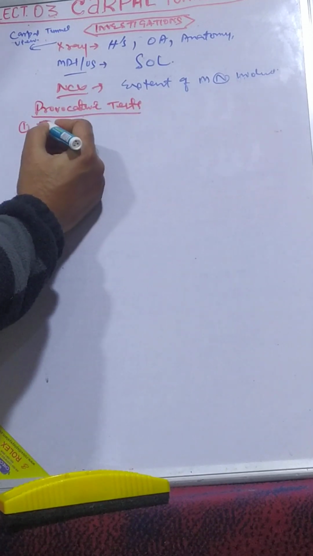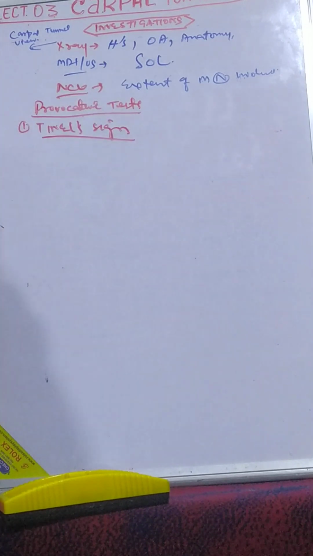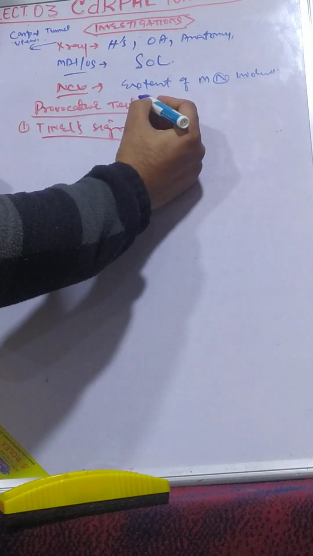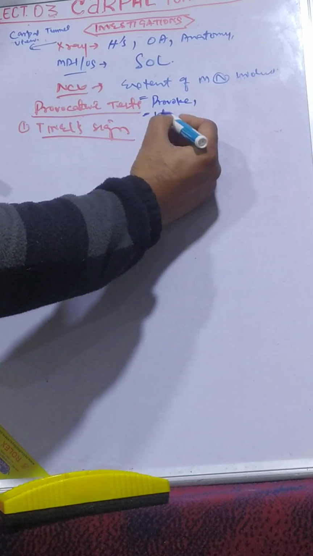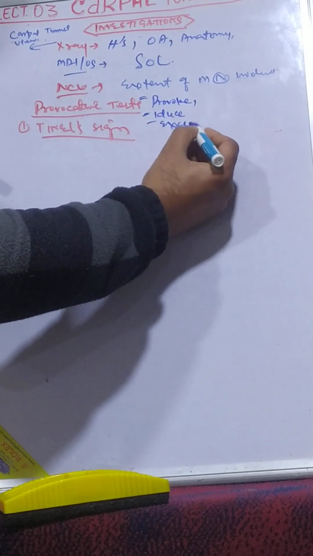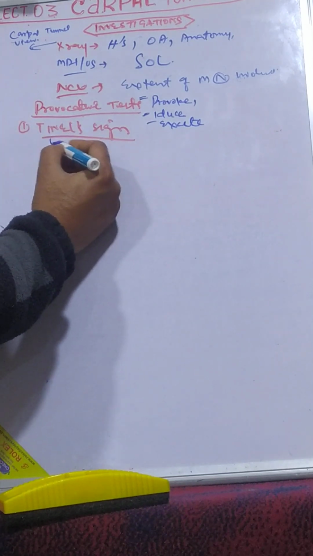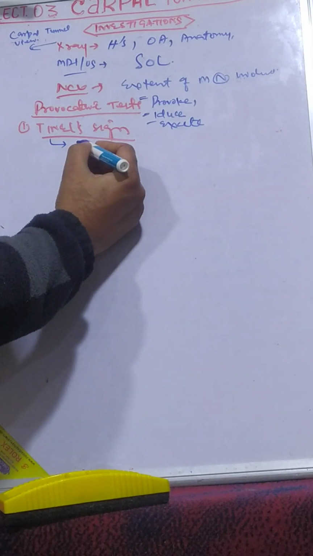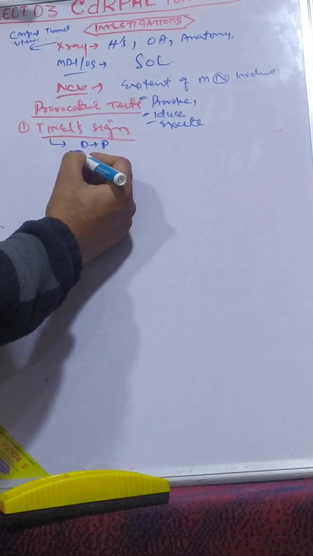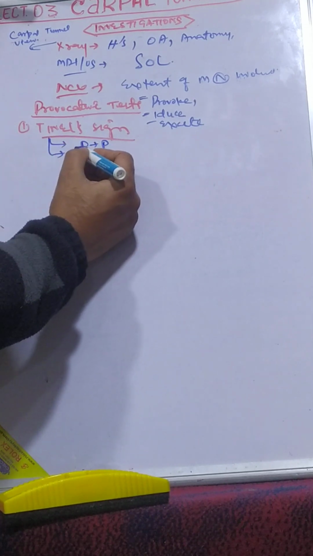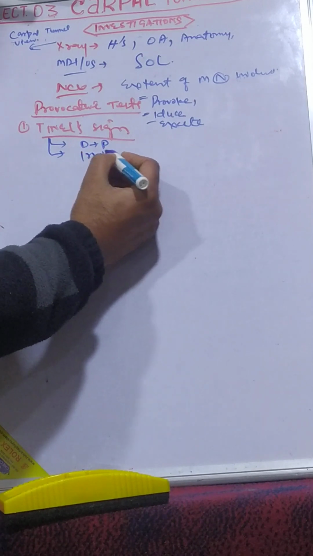First is your Tinel sign. Why are they called provocative tests? Because they provoke, induce, or excite the symptoms of carpal tunnel syndrome. What is Tinel sign? You lightly tap or percuss the nerve from distal to proximal. Basically, it is done to check for irritated nerves.